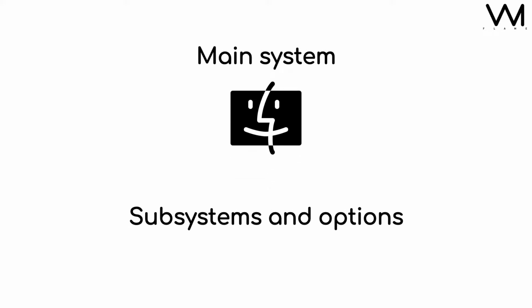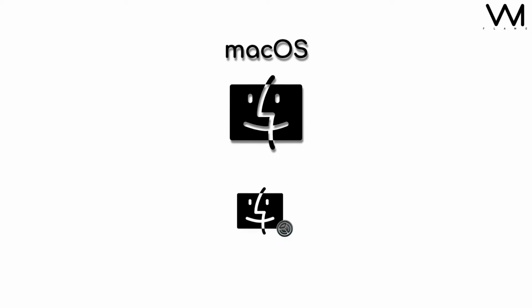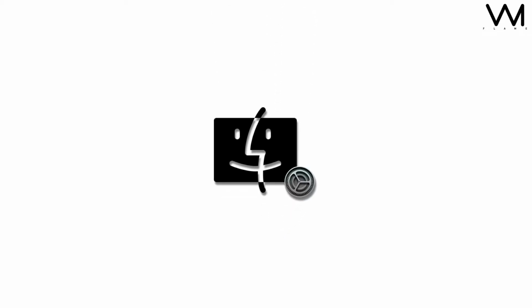macOS is a great system. Let's just make two big groups. There is the main system, and subsystems and options. Well, the main system currently is called macOS. And for subsystems and options, there is an interesting story. Well, let's get started, because there are plenty of these options, and you can do really a lot of things.